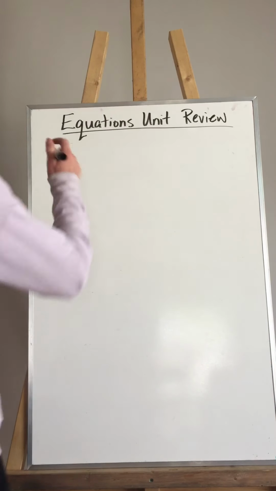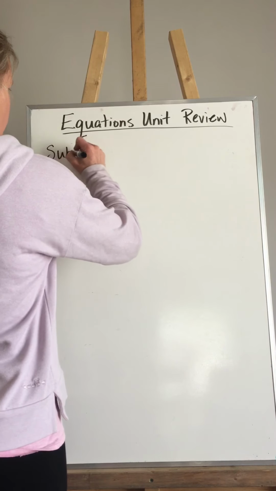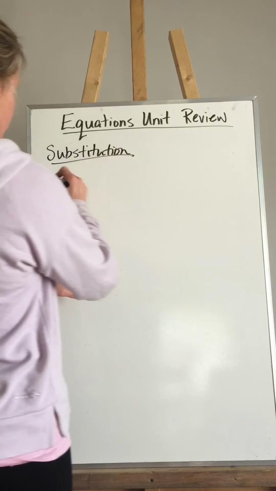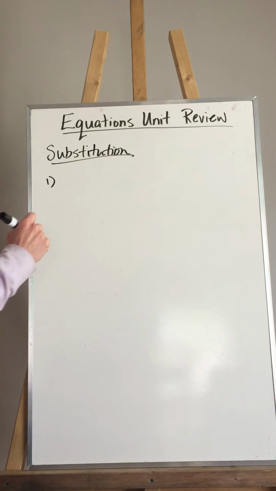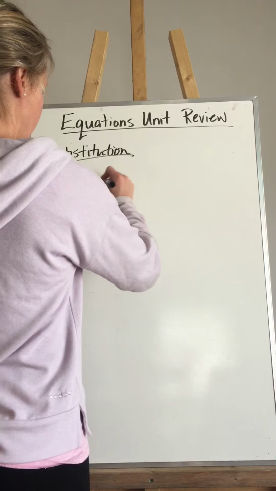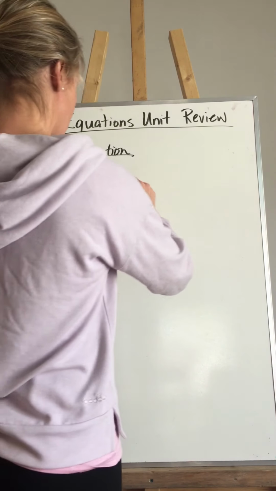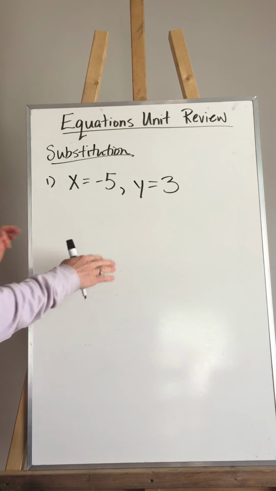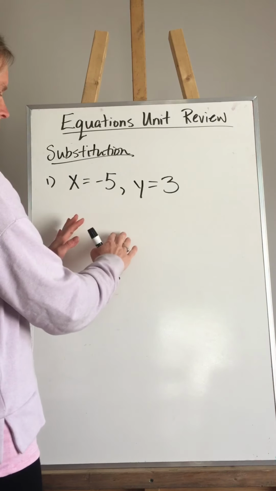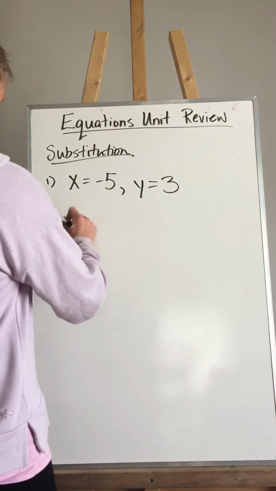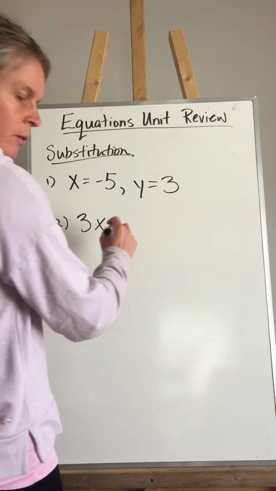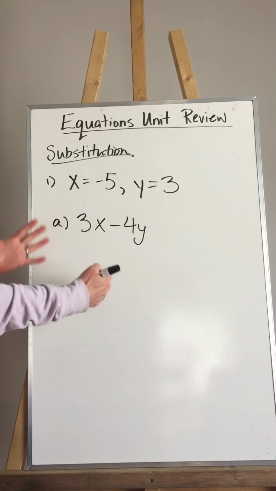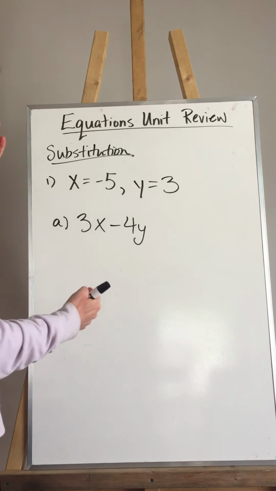Okay, so let's go over a couple substitution questions. Okay, so let's say that x is equal to -5 and y is equal to 3. Okay, so that's kind of a typical substitution question. It'll tell you what the variables are equal to, and then it'll give you something like this, where it's 3x minus 4y. Okay, and it's asking you to solve what that expression equals.